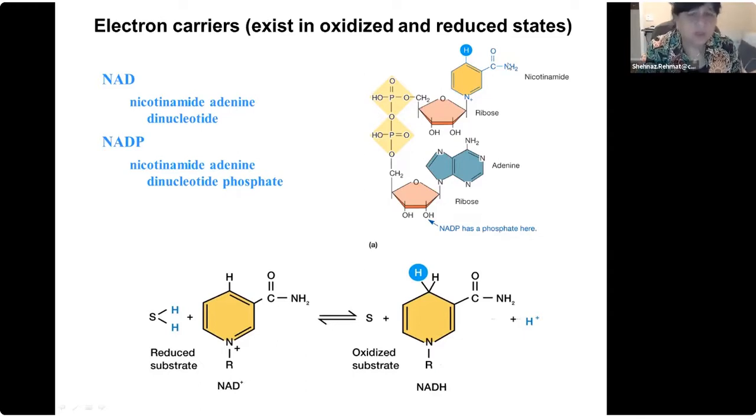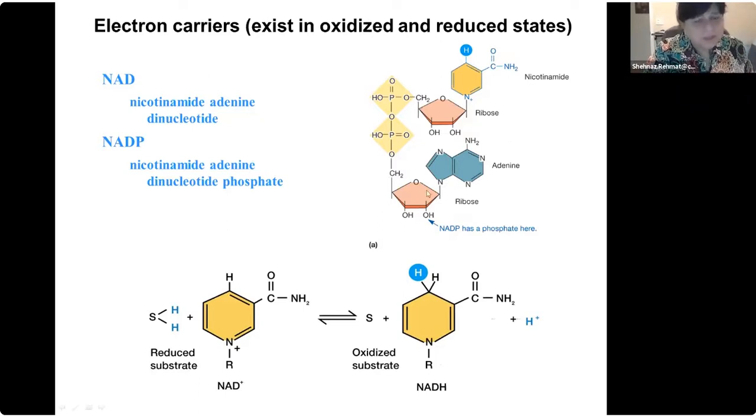Okay? So this has a nicotinamide, it has a ribose, and then it has a couple of phosphates. Then you have another ribose, and then you have adenine. So this becomes your nicotinamide adenine dinucleotide. So this is a dinucleotide. Sugar and phosphate is a nucleotide, right? So this is a nucleotide. So this is a dinucleotide.